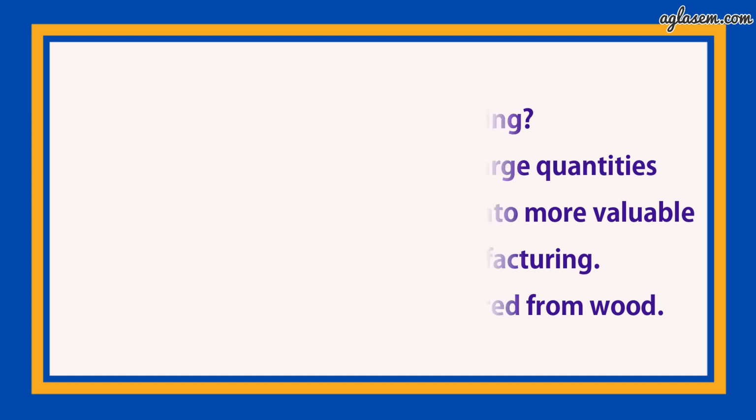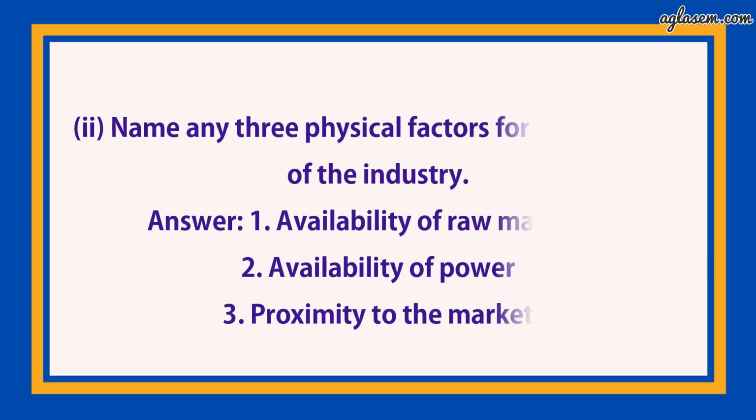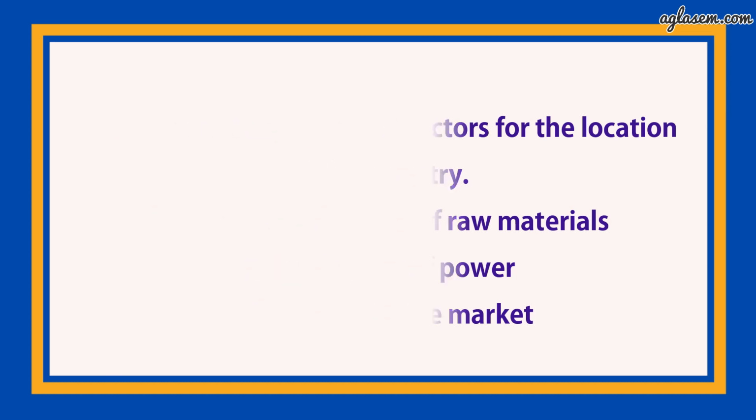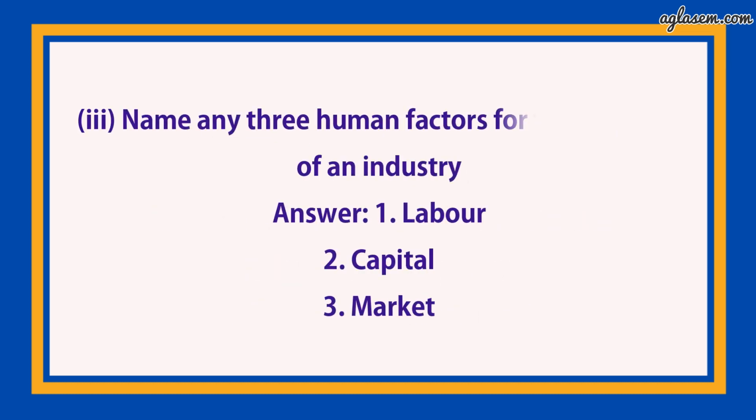Further, second question says, name any 3 physical factors for the location of the industry. Answer is the physical factors important for the location of the industry are availability of raw materials, availability of power, proximity to the market. Further, third question says, name any 3 human factors for the location of an industry. Answer is 3 human factors necessary for the location of an industry are labor, capital and market.